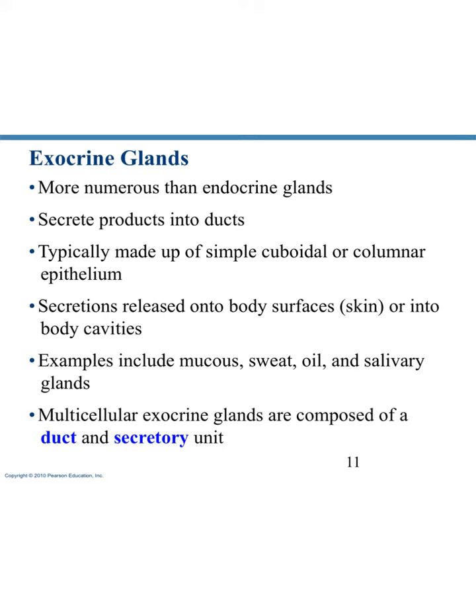So examples, again, in the skin, you have sweat and oil. Mucus would be in the respiratory tract. Salivary glands making saliva to help moisten your food before you swallow. There are several examples. And again, most glands are multicellular, so the multicellular portion will be composed of a duct as well as a secretory unit.